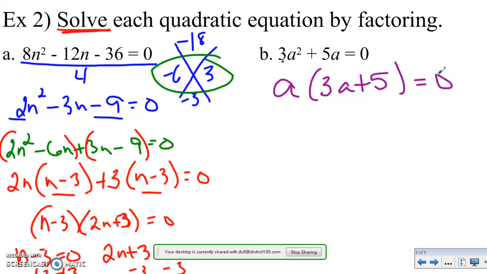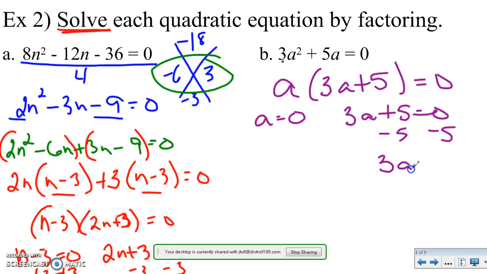Once I've done that, since I don't have an a squared, I can't do my x anymore. I need to just go ahead and set each part equal to 0. So I have a equals 0, and 3a plus 5 equals 0. Can't solve the first one. Let's go ahead and solve the second one. So 3a plus 5, I'm going to subtract 5 from both sides. And I'm going to divide by 3 on both sides.